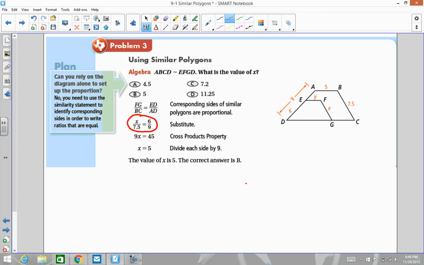We can cross multiply and solve. We get x is equal to 5. So therefore B is our correct answer. Okay. So again, make sure you match up the corresponding sides. Don't let y be the distractor. We didn't need to find y.